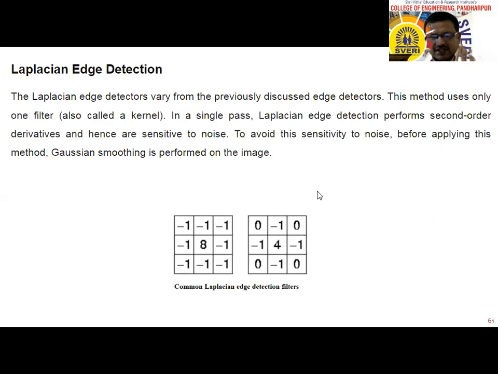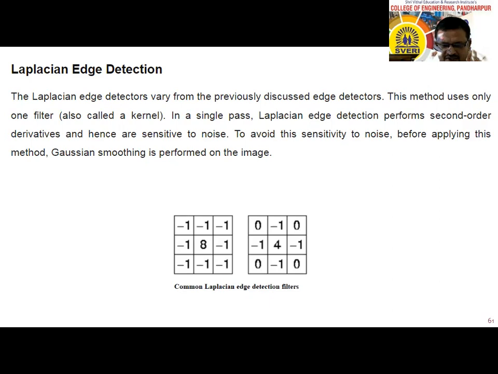Then Laplacian edge detection. The Laplacian edge detectors vary from the previously discussed edge detectors. This method uses only one filter, also called a kernel. In a single pass, Laplacian edge detection performs second order derivatives and hence is sensitive to noise. To avoid this sensitivity to noise, before applying this method, Gaussian smoothing is performed on the image.